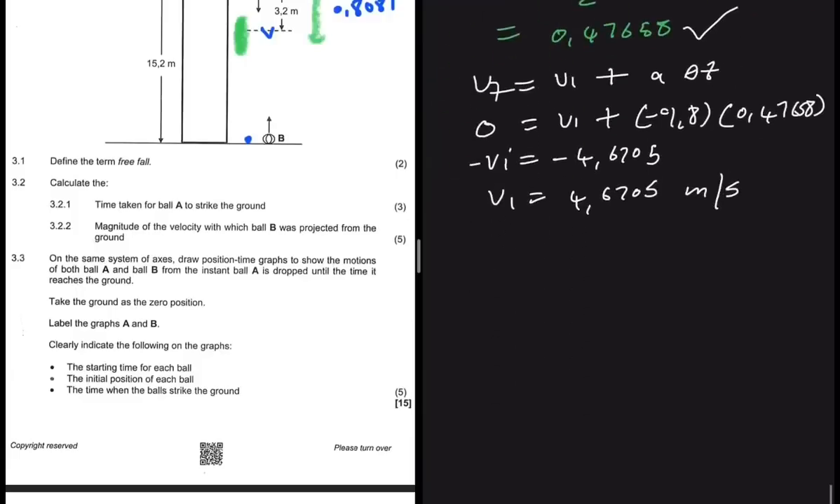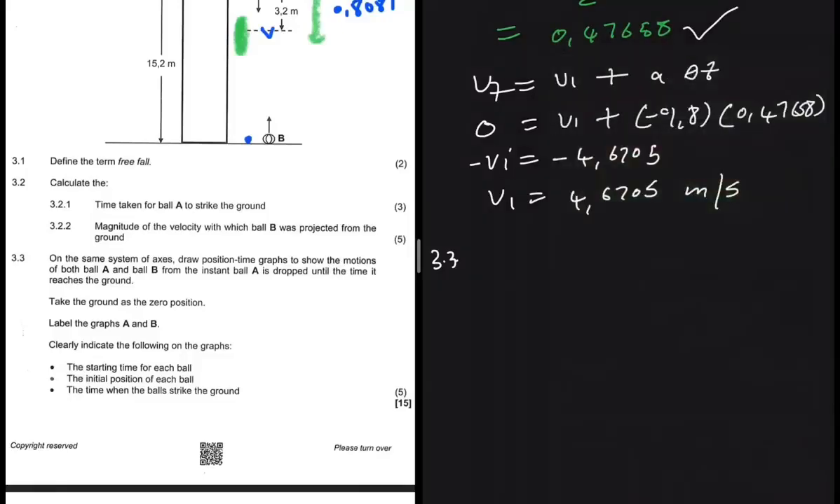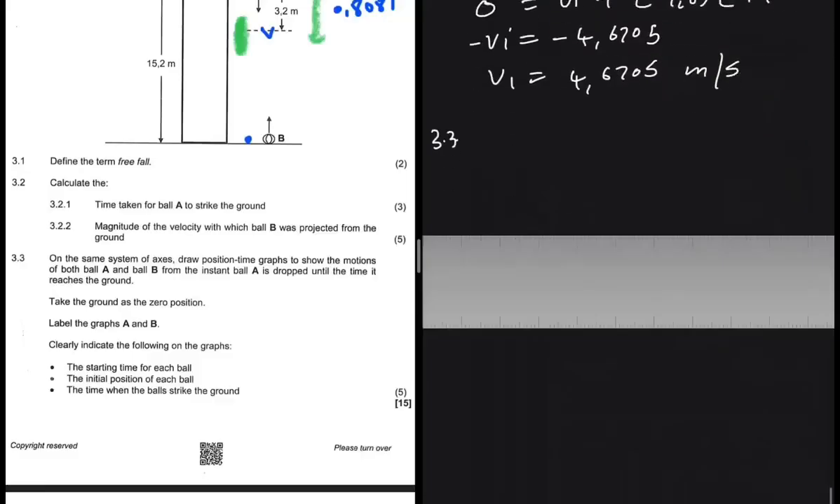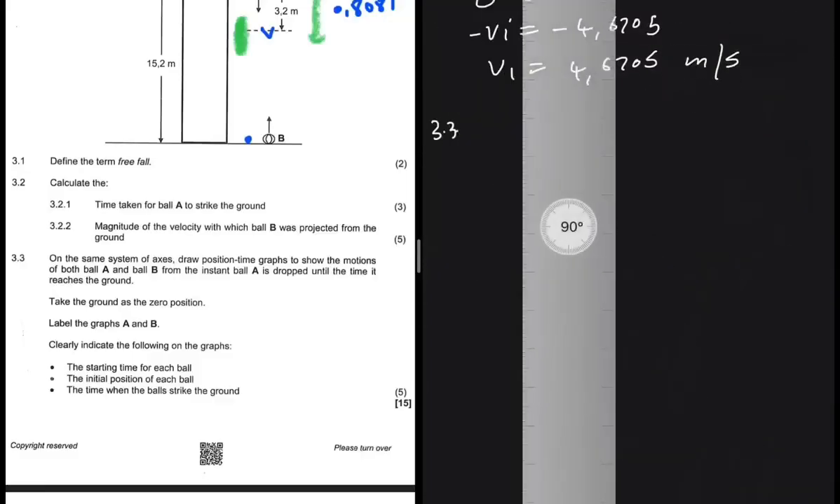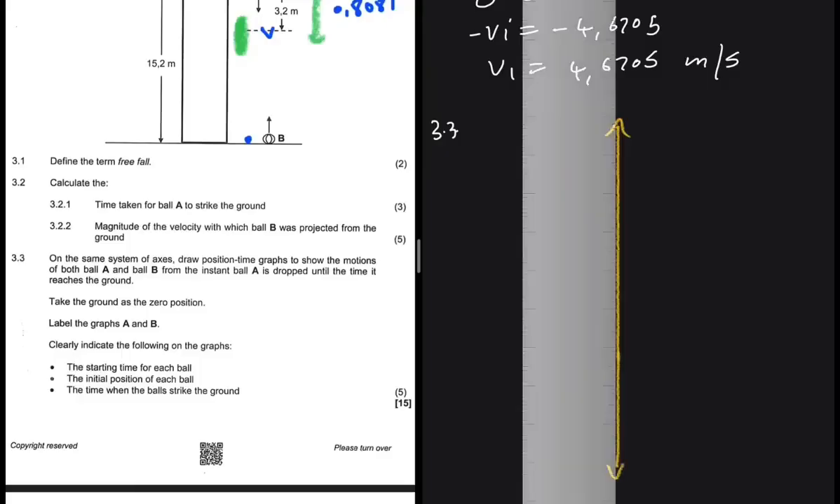Now the last question, 3.3. On the same system of axes, let's draw the position time graphs to show the motions of both ball A and B from the instant ball A is dropped until the time it reaches the ground. Let's take the ground as the 0 position, right? Because usually they will say let's take the ground as our reference point, and that will lead to a lot of ambiguity. What do they mean? You know, reference point. Are we taking it as 0? But when they say we must take it as the 0 position, that is clear. There is no ambiguity. You know exactly what is expected of you.